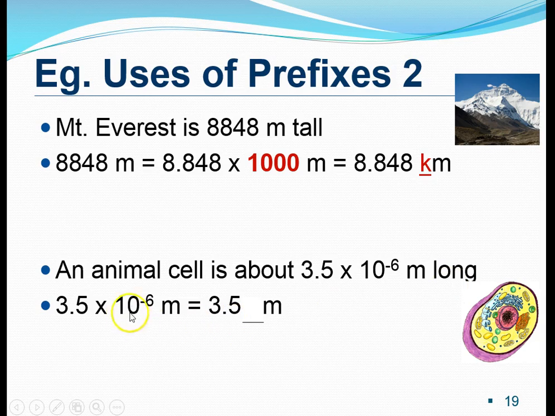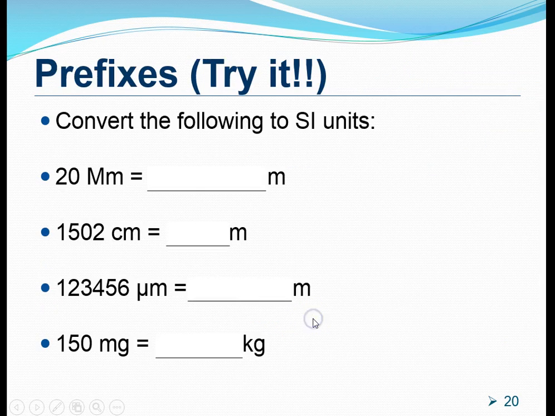Okay. Next example, an animal cell is about 3.5 times 10 to the power of minus 6 meters long. So if you recall, 10 to the power of minus 6, this standard form, is a very small value, and this can be represented by the prefix micro. So instead of writing the standard form, we can rewrite it simply as 3.5 micrometer.